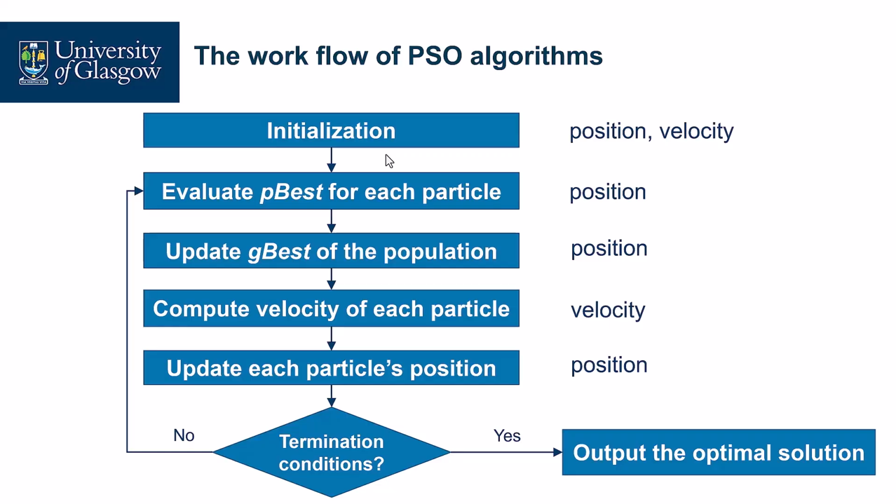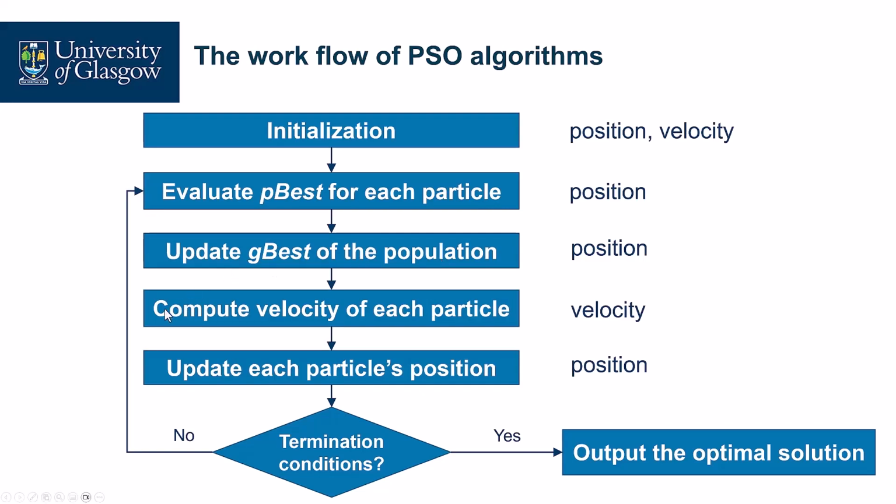After this, we can evaluate the p-best for each particle. So what is the p-best? This is the current best position of each particle. If it's in iteration 1, the position itself is p-best. In other iterations, we can find the best one with the best objective function considering the history of this particle, the historical position of this particle. And then we update the g-best of the population. The best position in this population is the g-best, and this one is updated iteration by iteration.